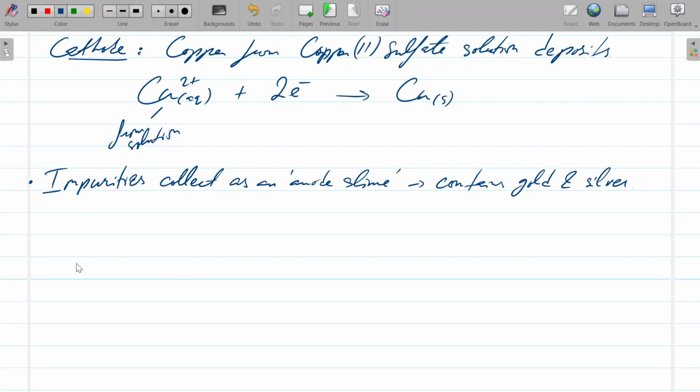Now let's talk about, we have time, let's talk about the hydrogen fuel cell.